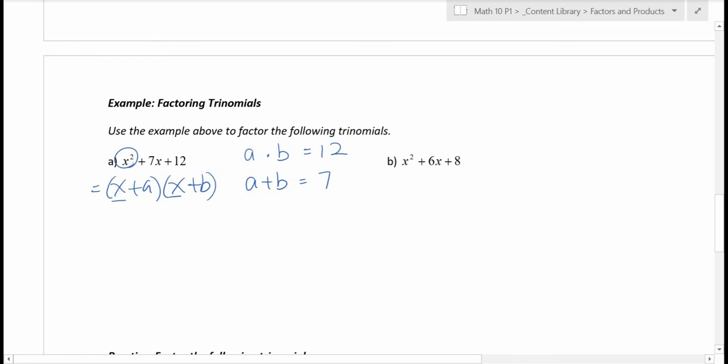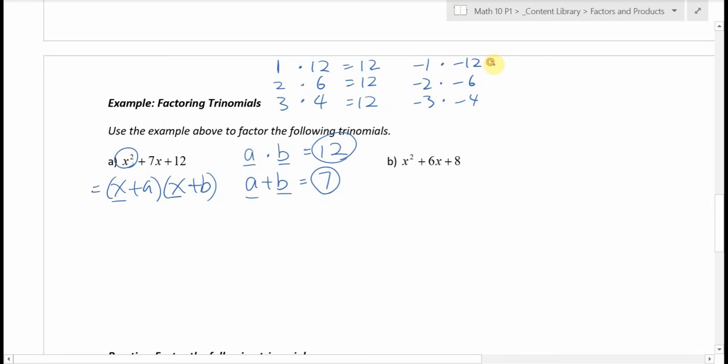Okay, so what we need to think about now is what two numbers multiply to 12 and the same two numbers add to 7? Let's think about that. Well, what multiplied to 12, right? I guess that's the thing we need to think about. Well, 1 times 12 is 12. 2 times 6 is 12. What else? 3 times 4 is 12. And I guess we can also consider negative 1 times negative 12, negative 2 times negative 6, and negative 3 times negative 4. These are also multiplied to 12.